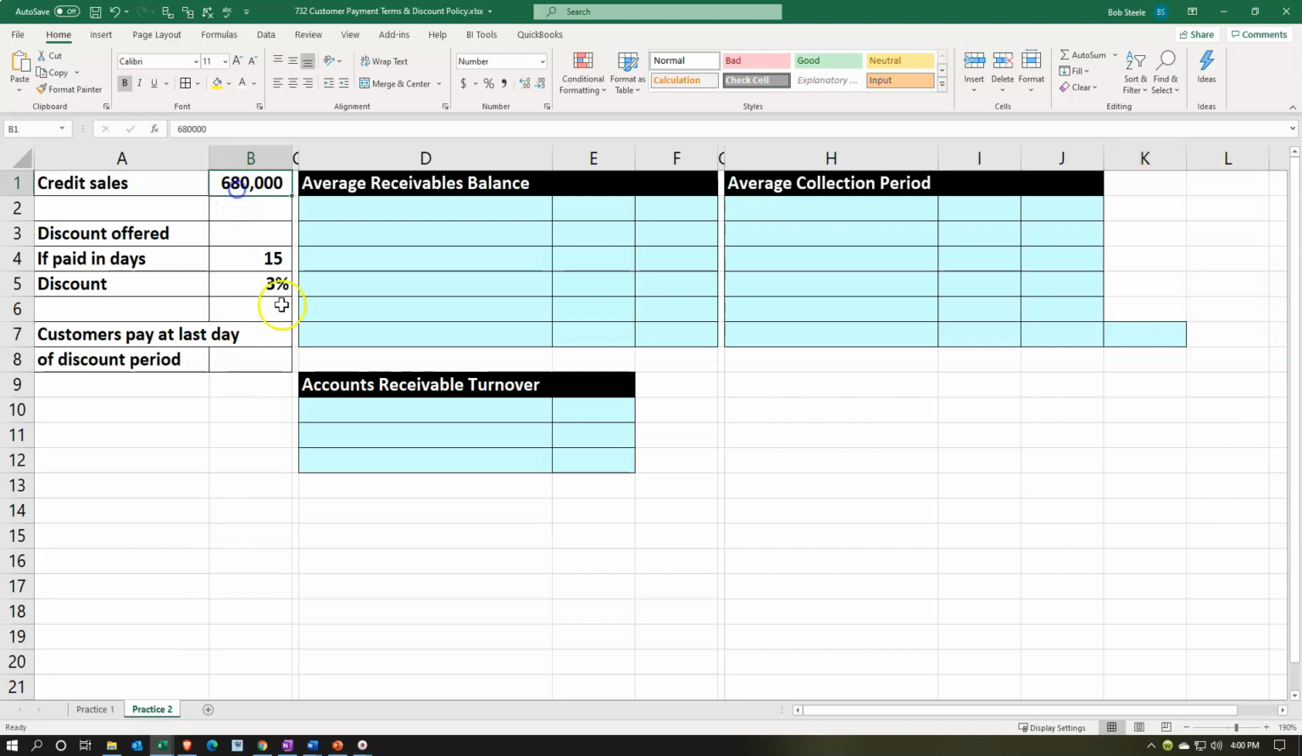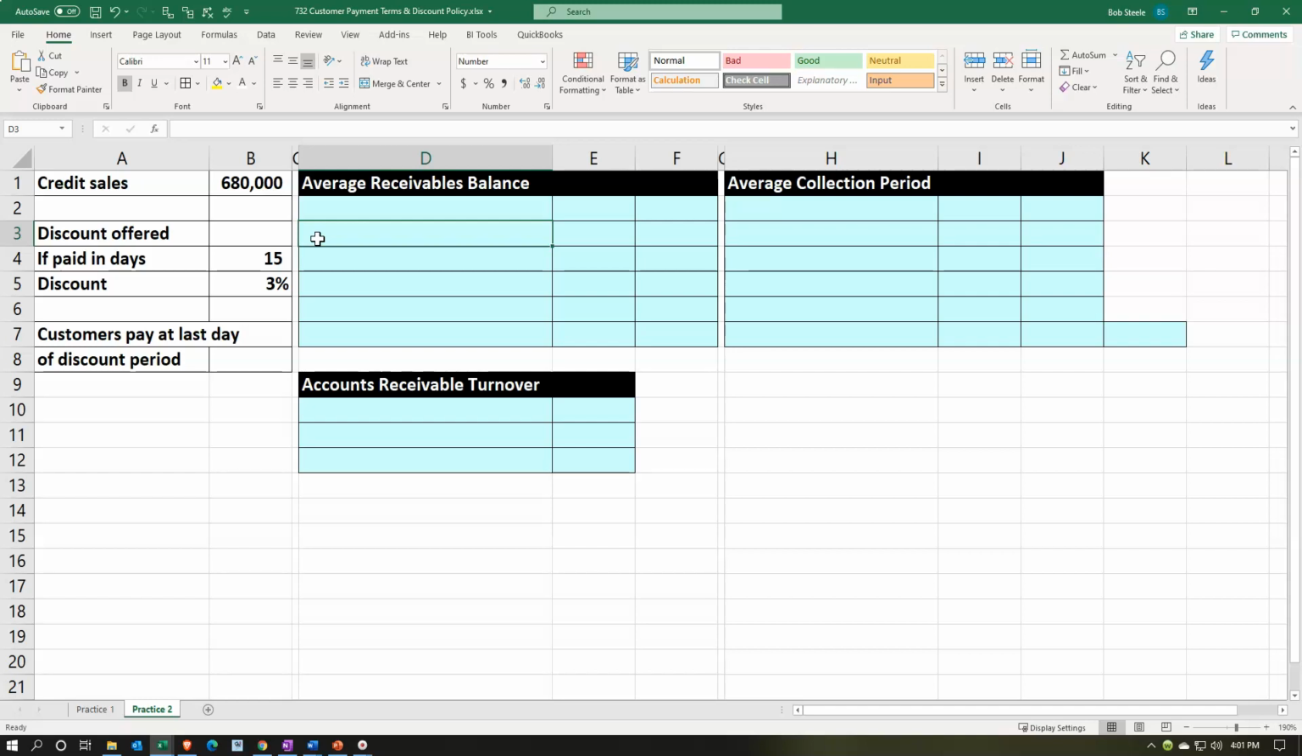If I assume the same credit sales of the 680,000, what if we say, hey, if you pay within 15 days, we'll give you a discount, and that's going to be a cash discount. We'll give you a discount in order to pay us sooner. So remember, people in the cash management world are going to be saying, hey, I'm going to pay as late as possible in order to maximize my cash so I can hold on to it as long as possible.